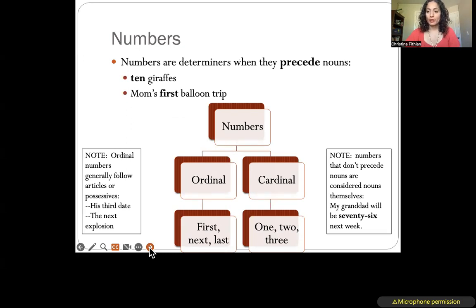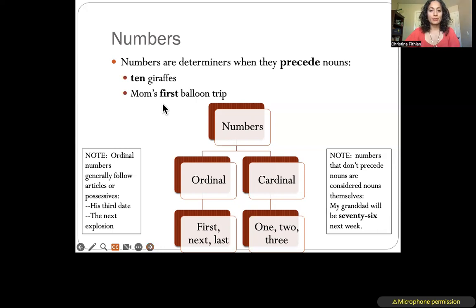Okay, so let's talk about our next category of determiners. This is number 4. These are numbers. So numbers are determiners when they precede nouns, when they come before nouns. So let's say 10 giraffes. Now that's considered a determiner. Or mom's first balloon trip, also a determiner. Now this is a particularly different number.